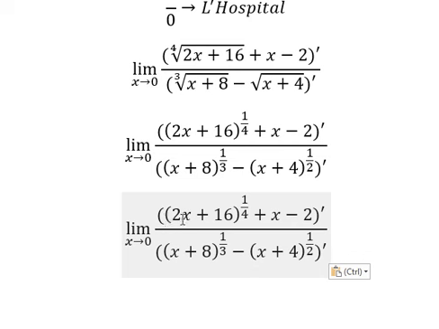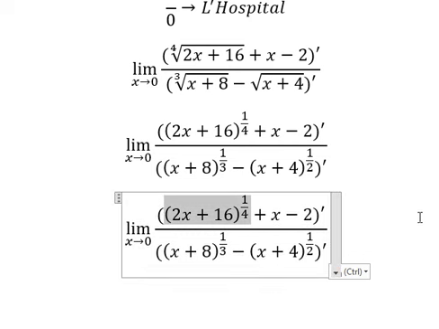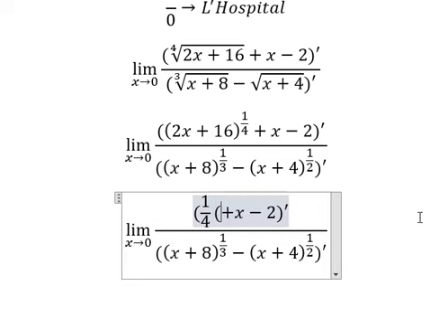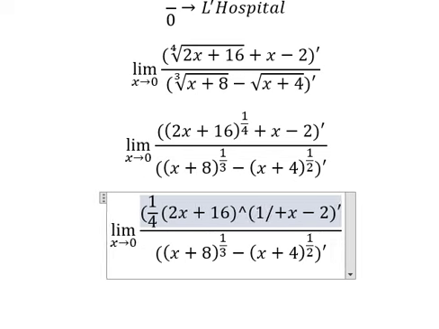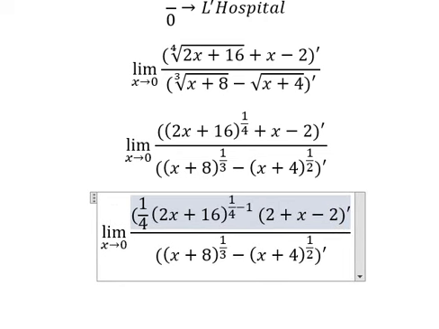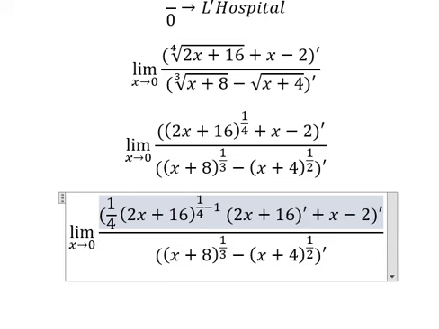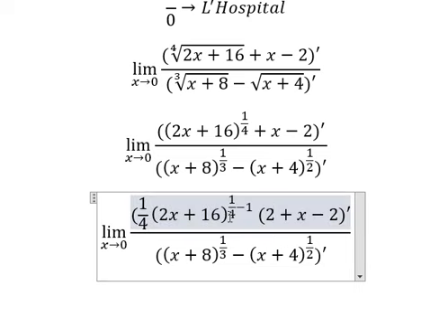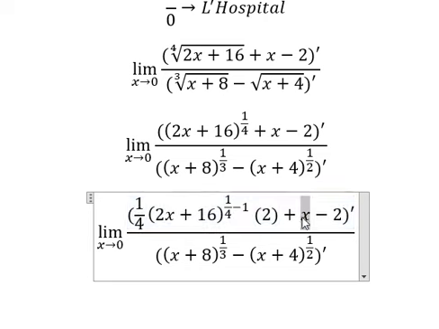So if we do first the derivative of this one, we got 1 over 4 multiplied by (2x + 16) to the power of 1 over 4 minus 1. Later we need to do first the derivative of 2x + 16. So this one we have number 1, this one, that is about the constant, so you got number 0. So we have number 2, this one we have number 1, this one, that is about the constant, so you got number 0.